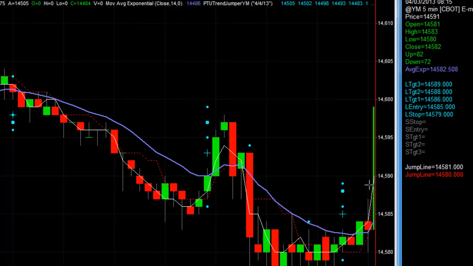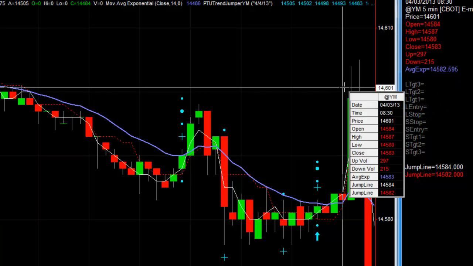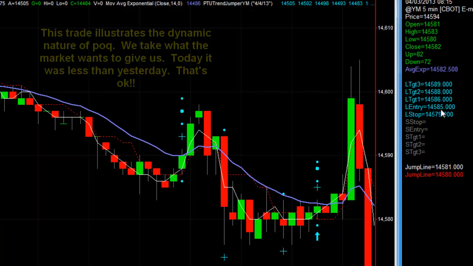And it does trigger in right here at the open, and it zooms up. And we're able to pick up a nice target. Goes 15 ticks from 86 to 601, right about here. Okay, we're going to quickly move our stop up and lock in a tick, and it's going to come down and stop out our other 2 positions at 14.587, right? 1 tick above our entry.